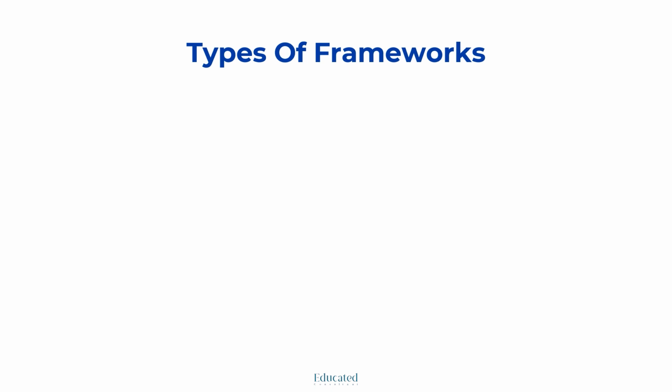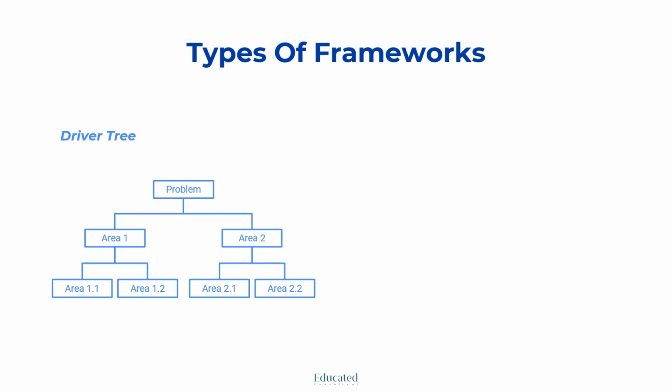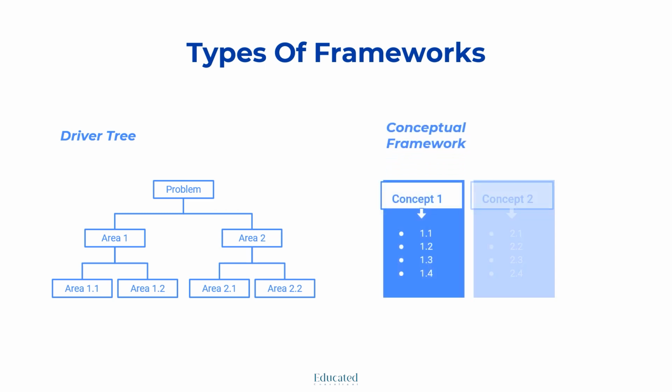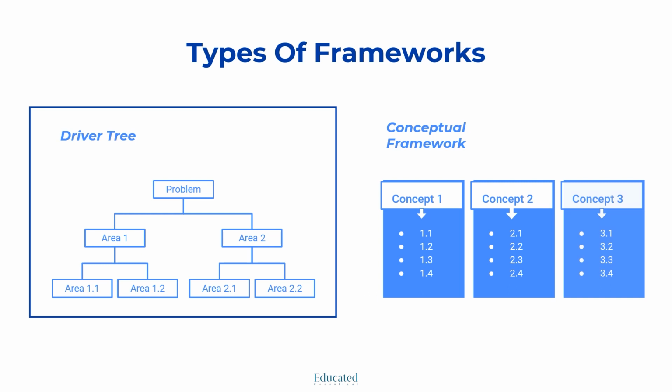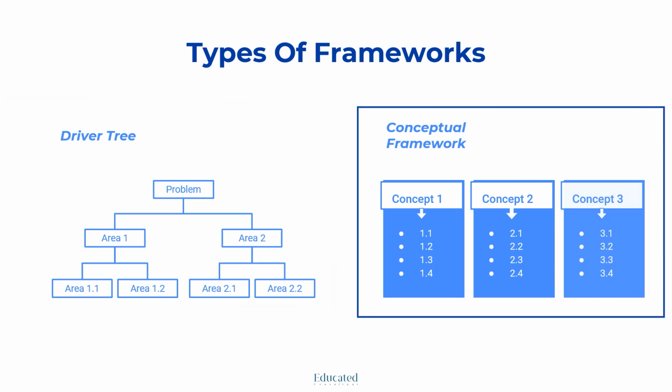Generally, there are two types of frameworks that you can use. One is a driver tree, as shown on the left, and the other is a conceptual framework, as shown on the right. The driver tree is a simple diagram that breaks down one large idea into smaller, bite-sized sections. From the top down, it breaks the problem down, but reading from the bottom up, it is a path from issue to solution. This type of framework is effective for concepts such as profitability, where there are clearly defined ideas and links between them.